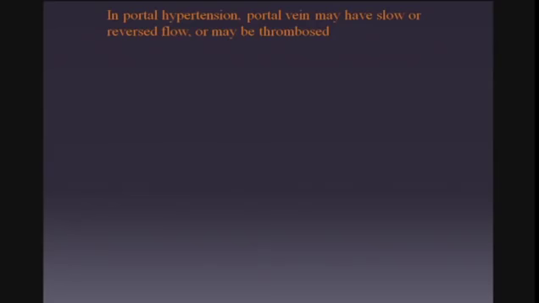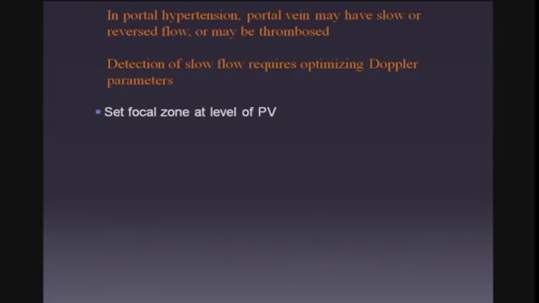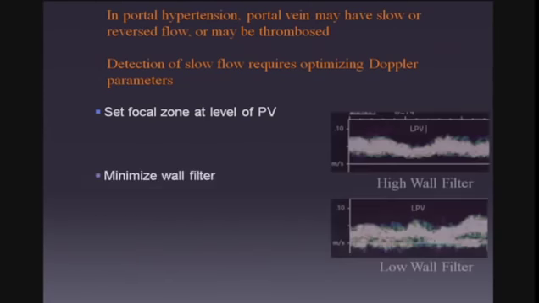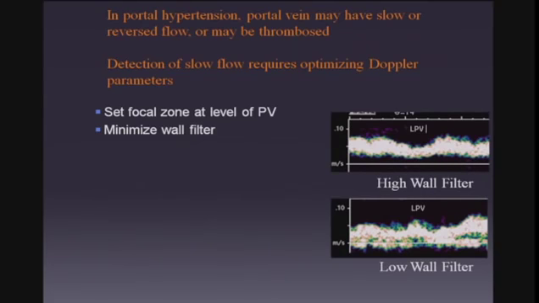Technical factors. In portal hypertension, the portal vein may have slow or reverse flow or may be thrombosed. Detection of slow flow requires optimizing Doppler parameters. This involves setting the focal zone at the level of the portal vein, minimizing the wall filter. On the right, we have images of the wall filter set at a high setting and a low setting. The wall filter basically eliminates all the low frequency signals.